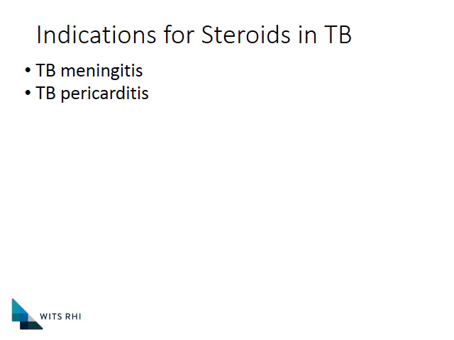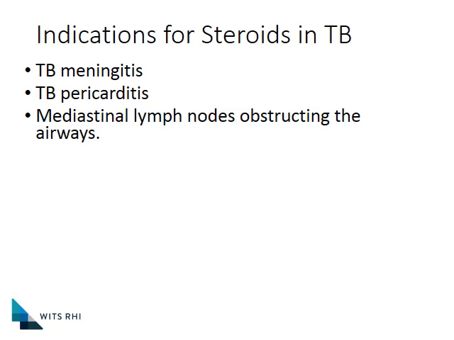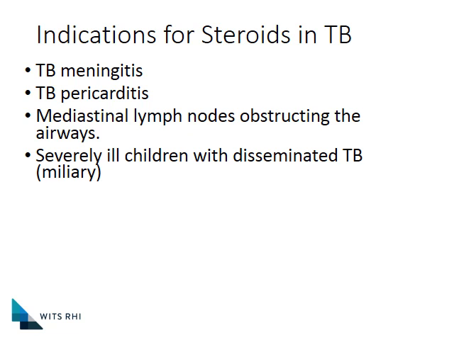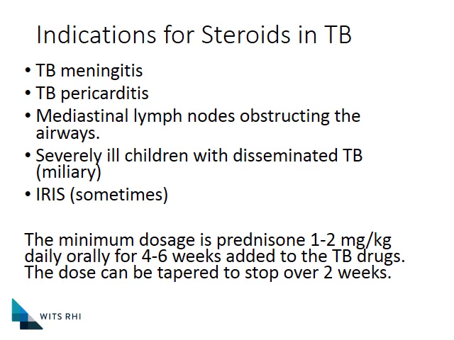TB pericarditis also usually qualifies automatically for additional steroid treatment. And so do children where you have a mediastinal lymph node that's actually obstructing the airway. So you would actually hear a very strong whistle on the chest, or you might even see the child struggling because the lymph nodes are obstructing those vessels. For severely ill children with disseminated TB, miliary TB, you may want to consider steroids, again under advice. And the same with IRIS. Depending on how severe the IRIS is, it may be useful.